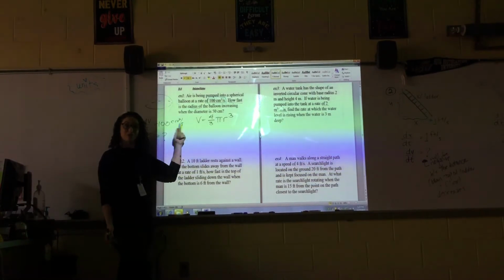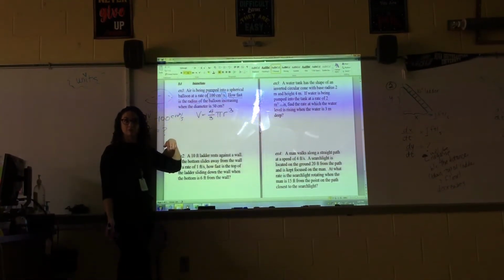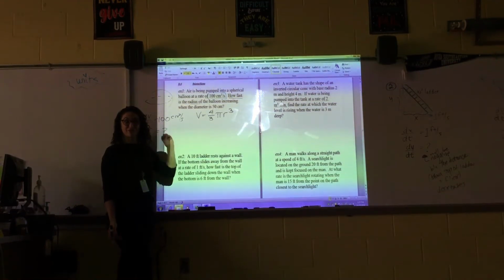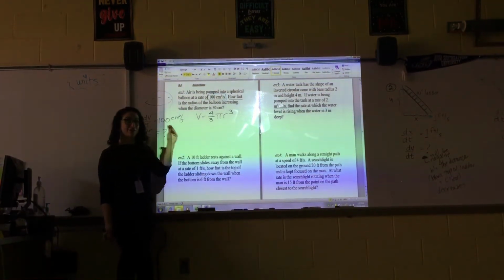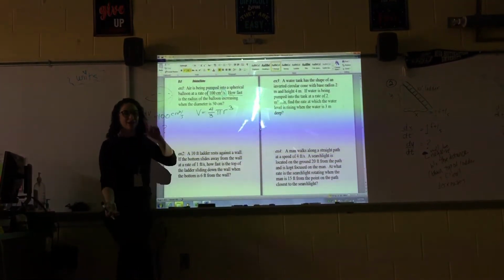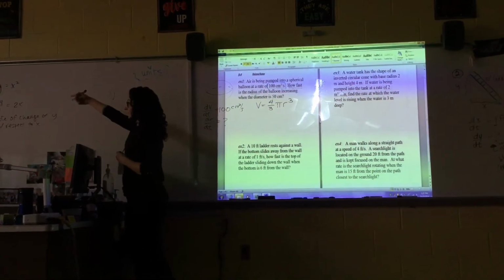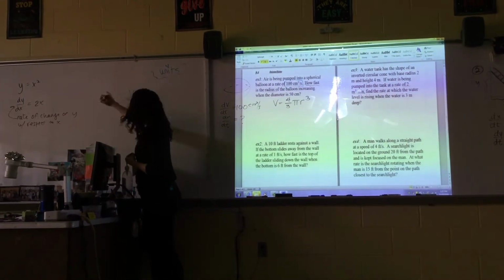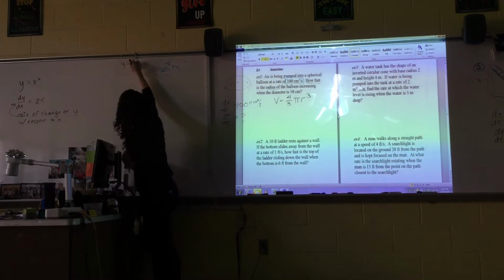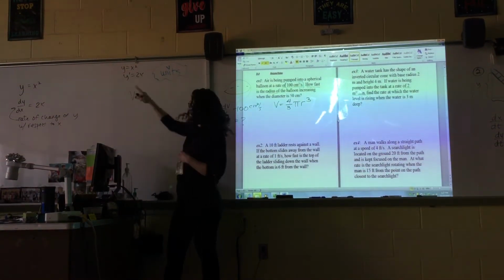How do I go from a function to a rate of change in your calculus class? Take a derivative. If we did derivatives the normal way, if I had y equals x squared, I would write y prime equals 2x, or dy/dx equals 2x. It's the rate of change of y with respect to x.